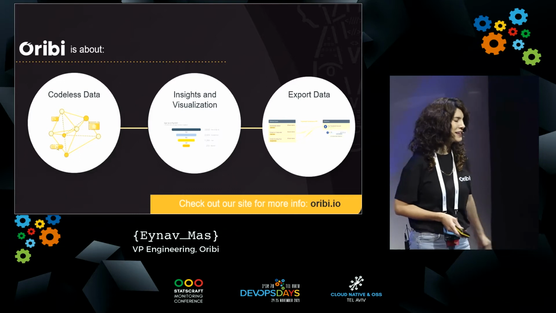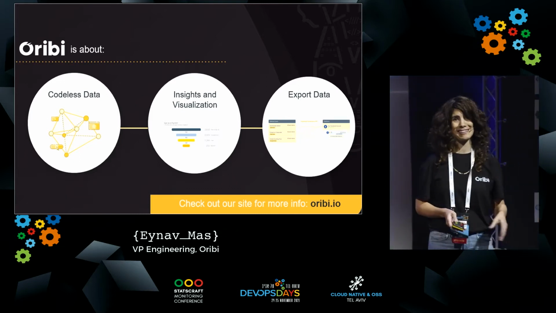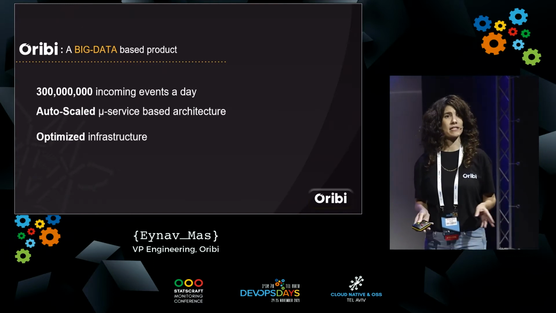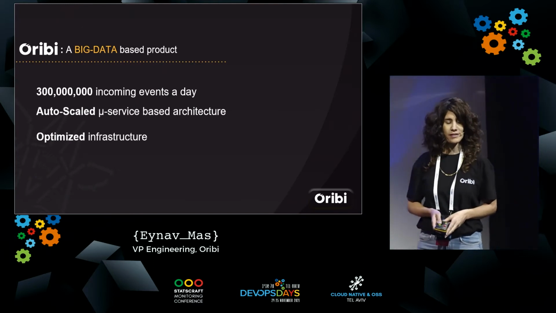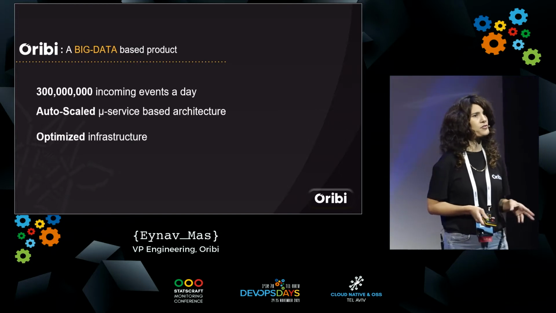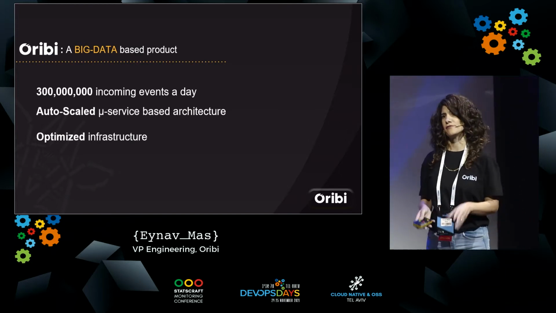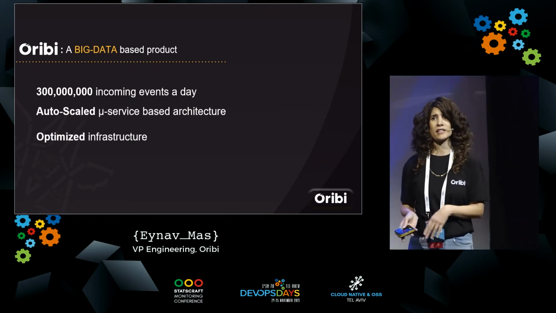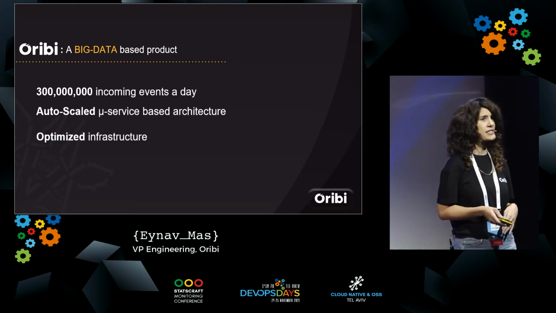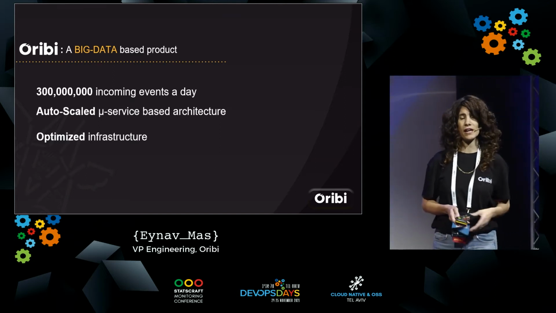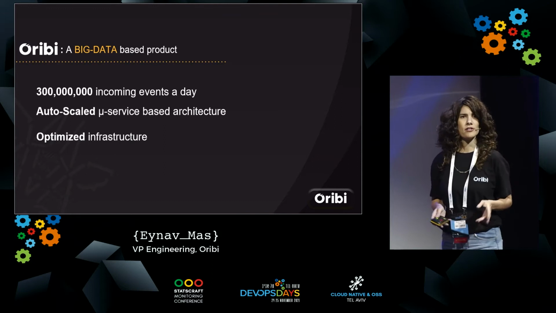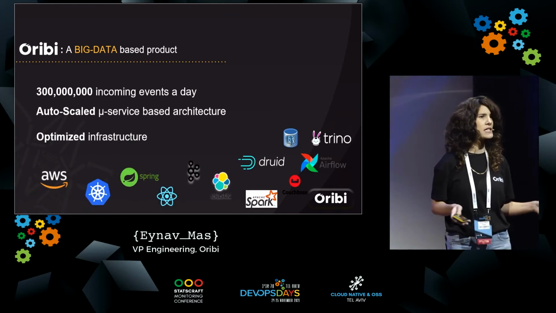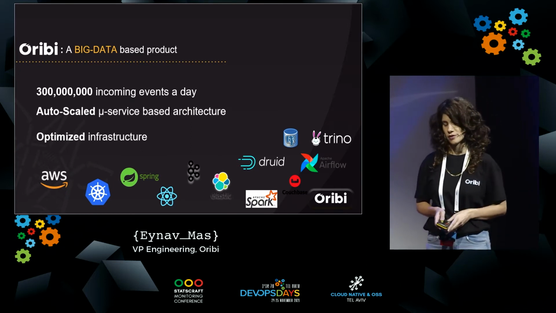Feel free to read our website. I'm sure you will. But moving to our topic. So Oribi is a big data-based solution with more than 300 million events incoming per day. That's a lot for a startup. And this scale is sometimes going crazy up and down. For that, we have an auto-scale system, optimized infrastructure with many solutions and data solutions.